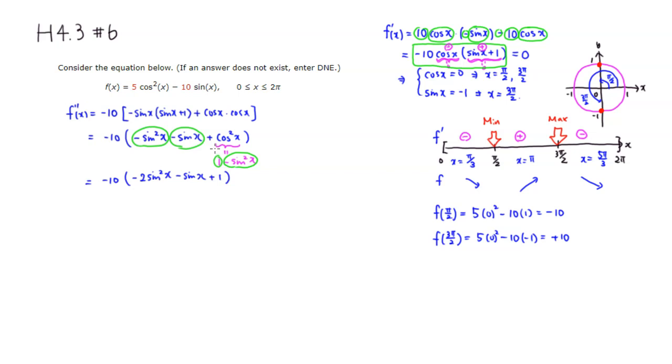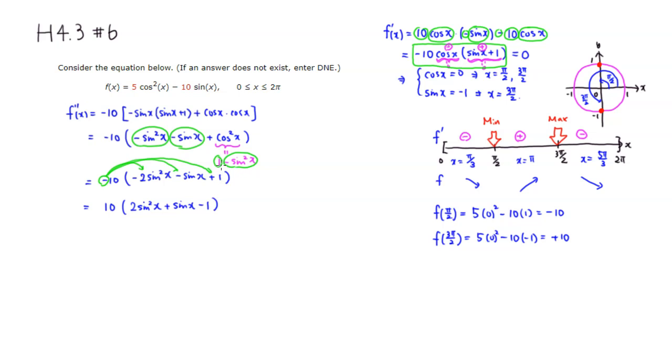All right. So in this case, I want to distribute this negative sign to all three terms so that we don't have to see so many negative signs here. So this is going to be 10, and then this is going to be positive 2 sine squared of x plus sine of x minus 1, right?